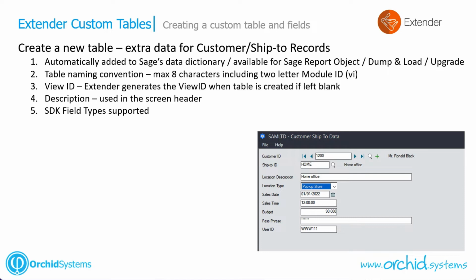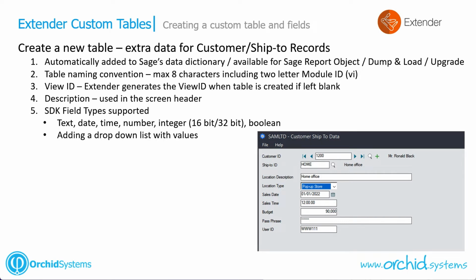And all the field types that the Sage 300 SDK supports are supported. So that includes text, date, time, number, integer, 16-bit or 32-bit, and a Boolean. And we'll see you can create drop-down lists with values. You can mask fields to uppercase or mask fields so that you can't see the value on the screen, used for passwords.